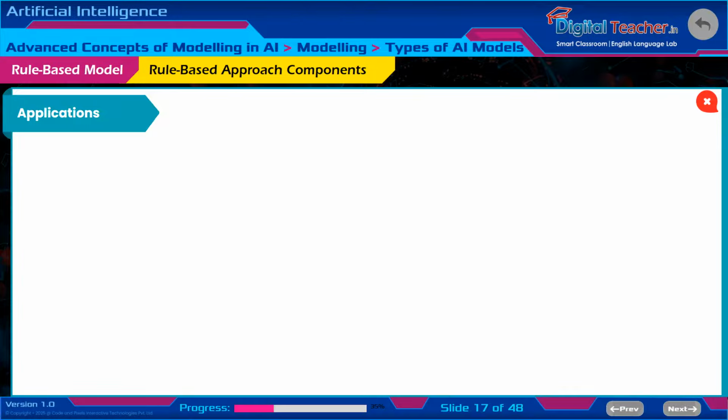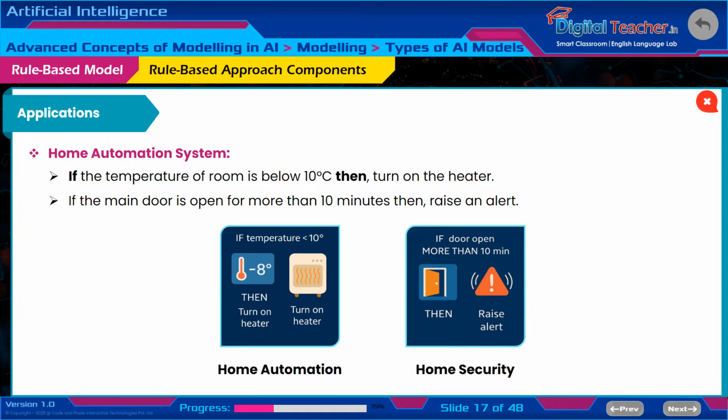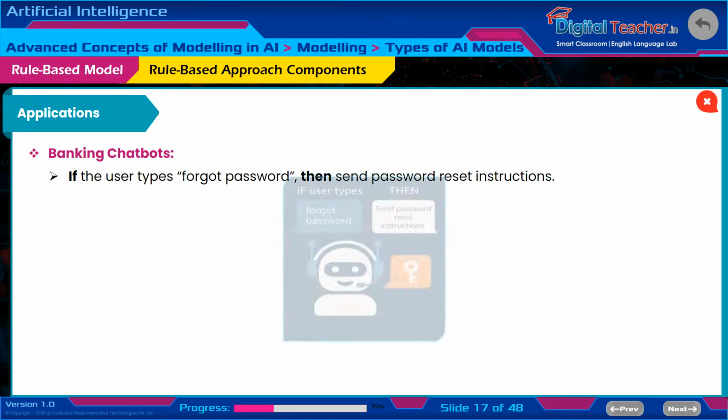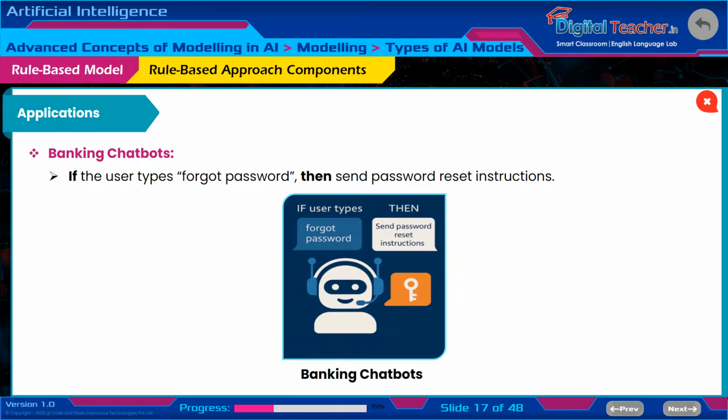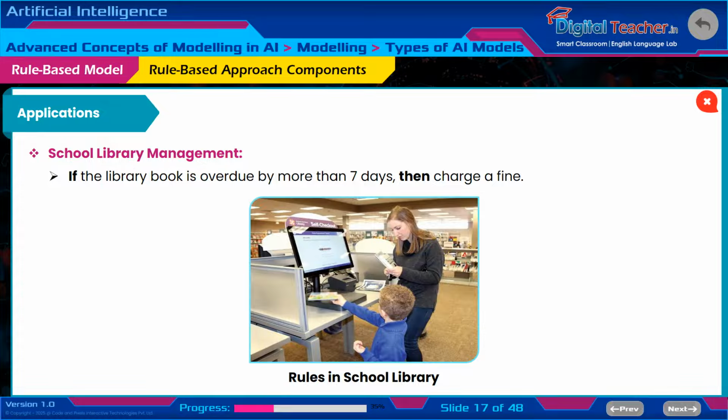Applications of rule-based model. Home automation system. If the temperature of the room is below 10 degrees Celsius, then turn on the heater. If the main door is open for more than 10 minutes, then raise an alert. Banking chatbots. If the user types "forgot password," then send password reset instructions. School library management. If the library book is overdue by more than 7 days, then charge a fine.